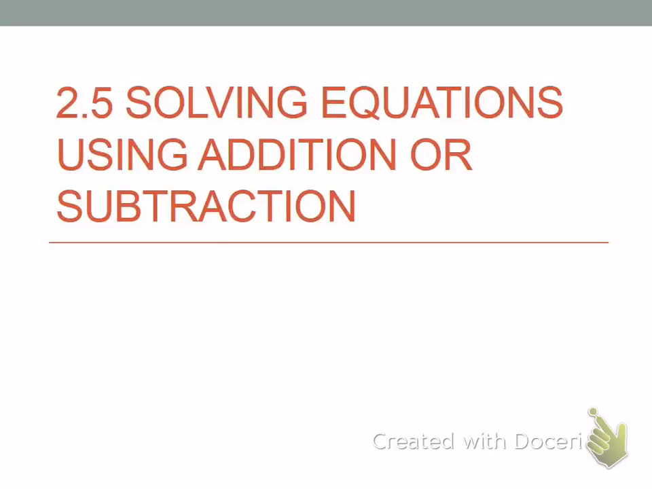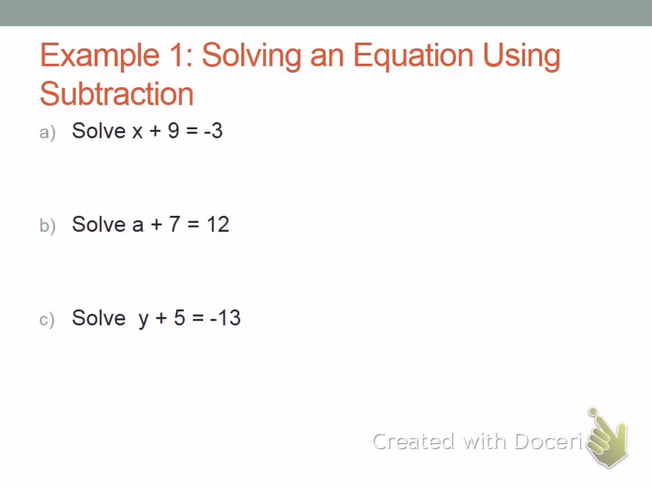Okay, so today we're in section 2.5, solving equations using addition and subtraction. The important thing that we need to remember here is that we're solving for the variable. So we look at the side of the equation that the variable is on. I have x plus 9 equals negative 3.